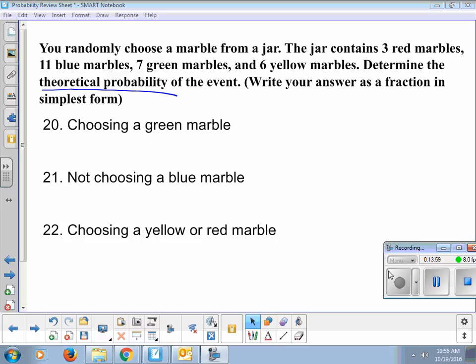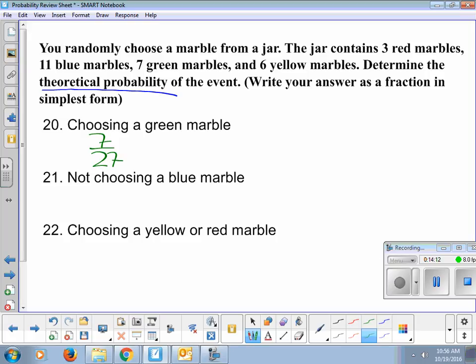Okay, so for choosing a green marble, how many green marbles do we have? 7 out of how many total? 27. So we have 7 out of 27. Can this be simplified? No, so we're all set.